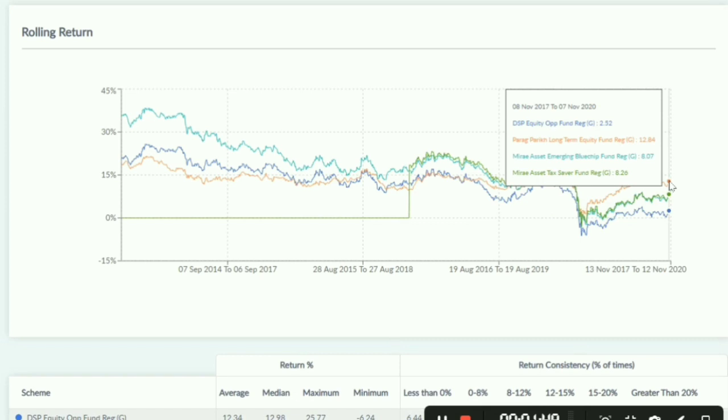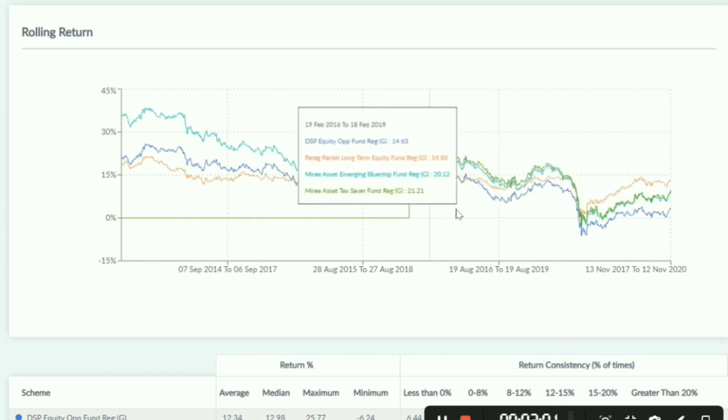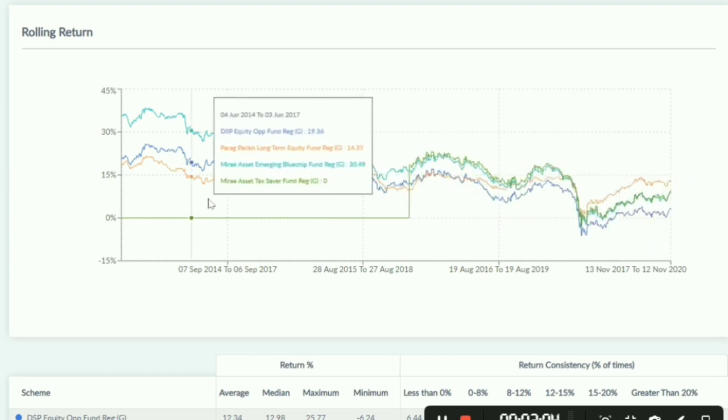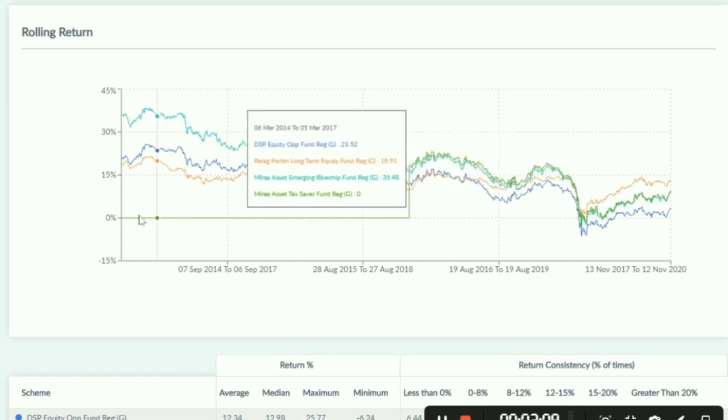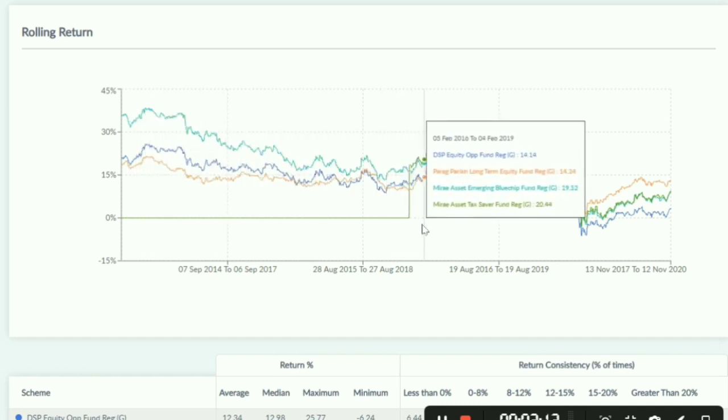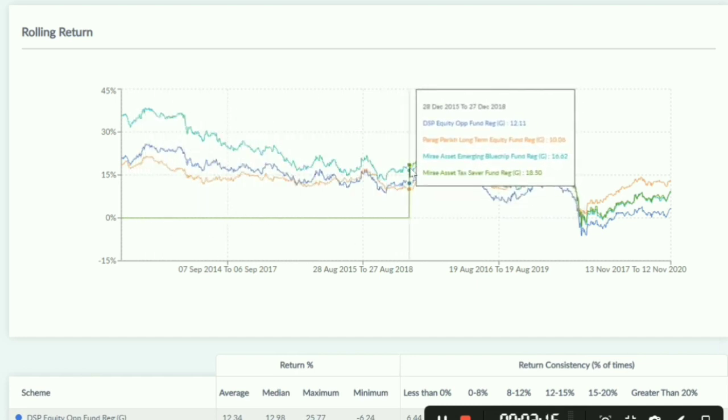We have taken 3-year rolling returns. So 8 November 2017 to 7 November 2020 will be the last point in the graph. Now we'll put all this data, which is visual as of now. This Mirae Tax Saver is showing 0 because the starting point is from here. It's around December 2015 that the fund started. So that's why it's from here.